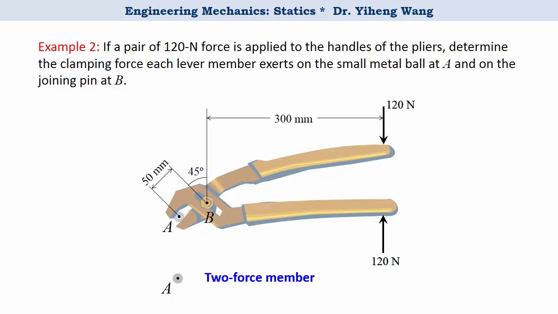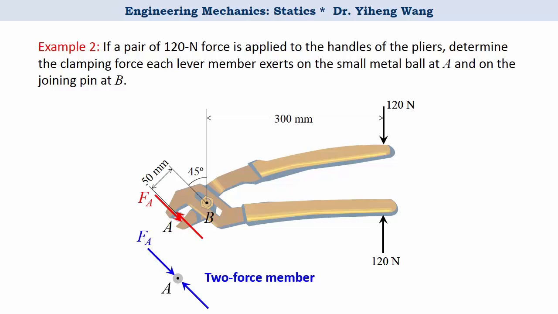Therefore, the forces acting on this ball must be a pair of forces with the same magnitude, same line of action, and opposite direction. And because of action and reaction again, these are the forces exerted by the ball to each lever member. Notice that these are collinear. Therefore, if we treat this pair of pliers as one system, we cannot solve for the force Fa, nor can we solve for the forces at pin B because the forces at pin B are internal to the system.